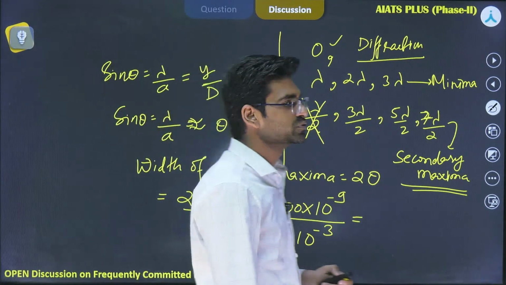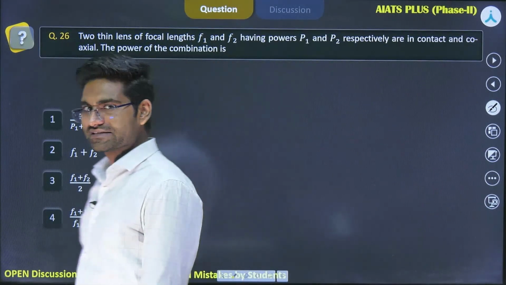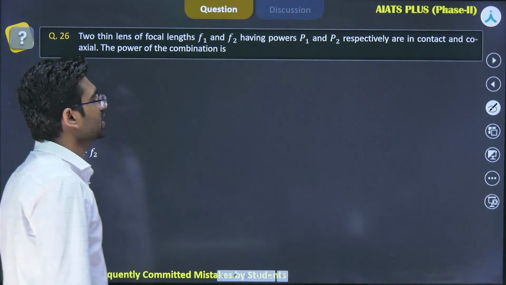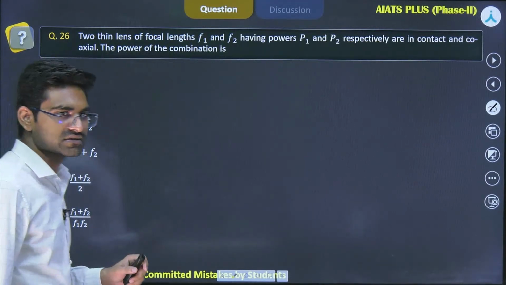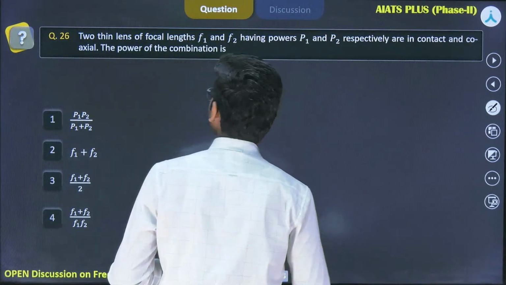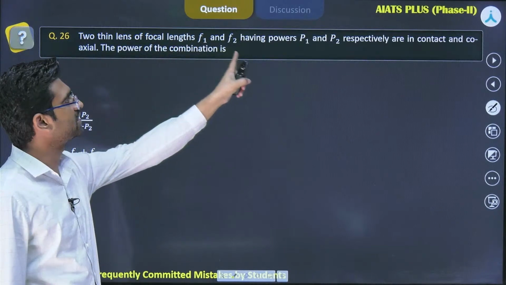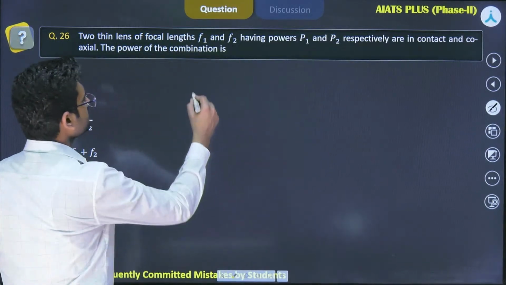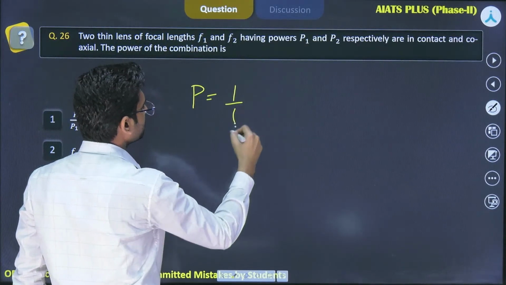Okay, let's move to another question then. So this is question number 26, which says two thin lenses of focal lengths f1 and f2, having powers P1 and P2 respectively, are in contact and coaxial. We have to find the power of the combination. We know the relation between power and focal length, that P is equal to 1 by f.